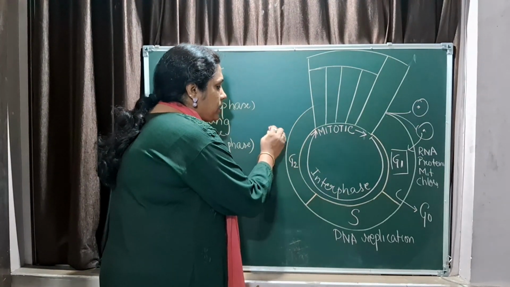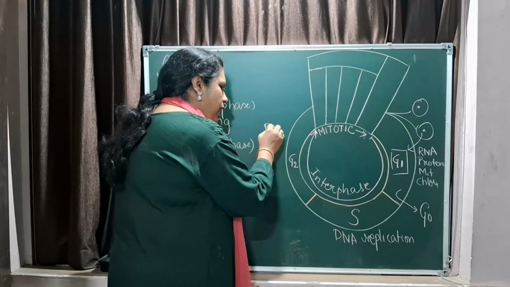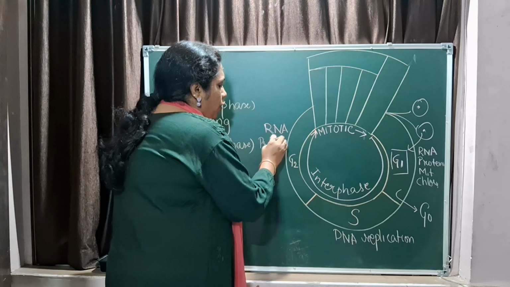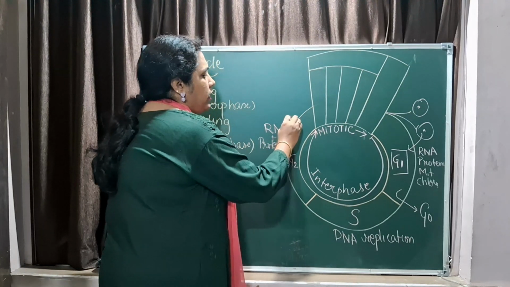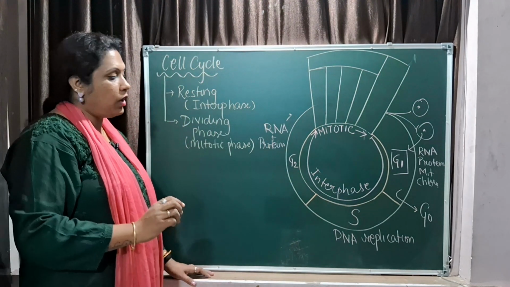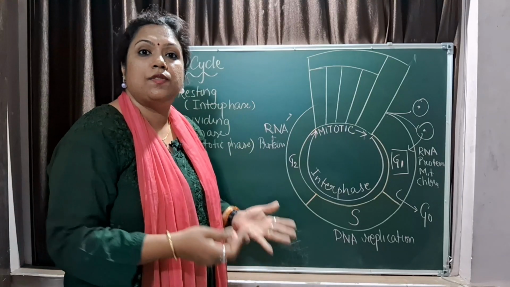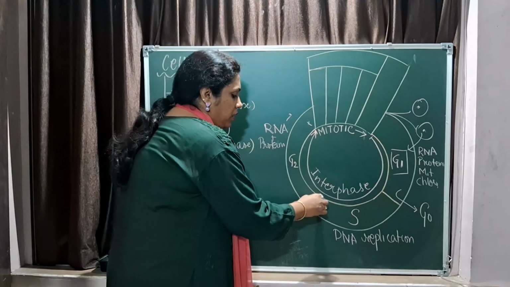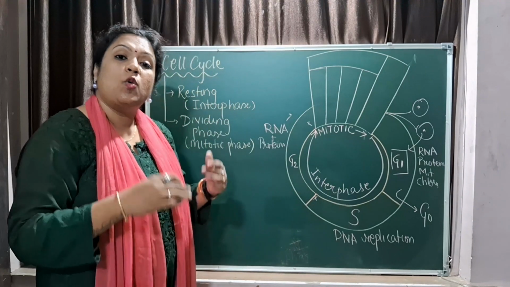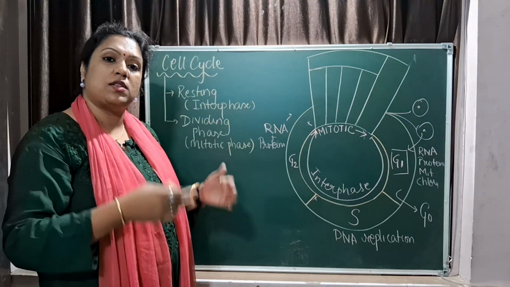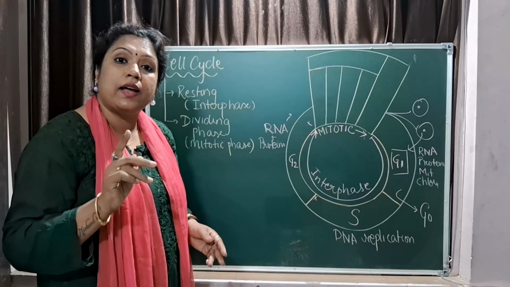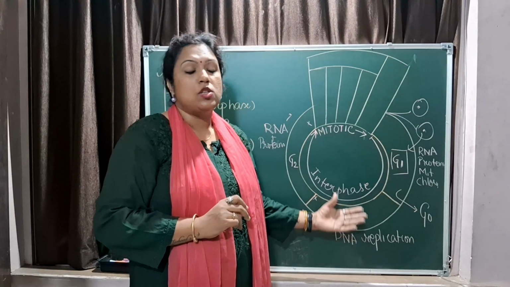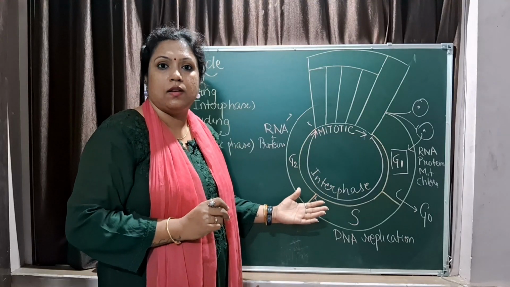G2 phase, the necessary mRNA, that is necessary RNA and proteins are synthesized for the mitotic division, okay. Now the cell is ready to divide. Now everywhere there is a checkpoint which checks whether the required processes have taken place correctly or not. The DNA has replicated correctly or not. So there is always a checkpoint, understood.